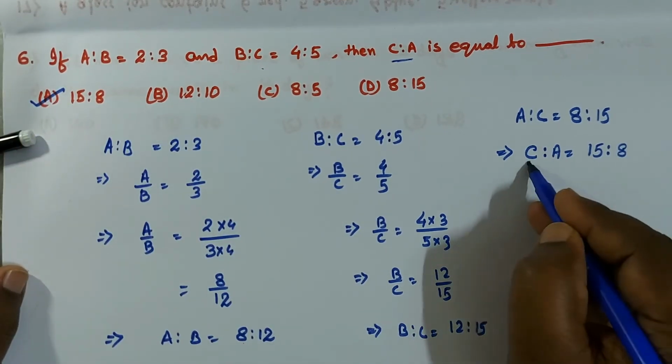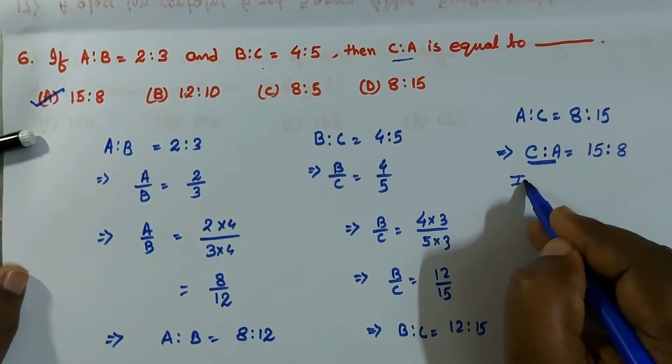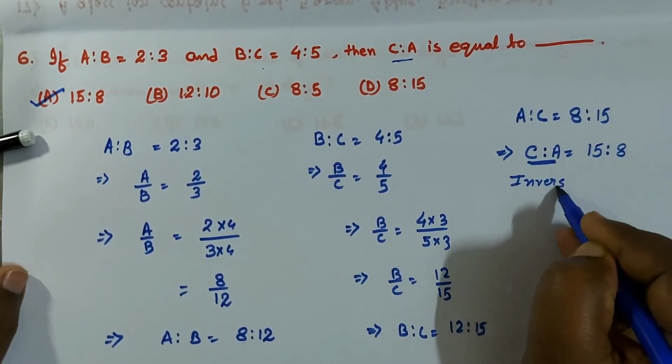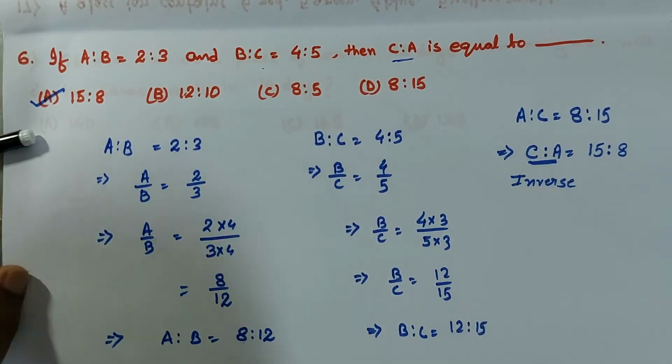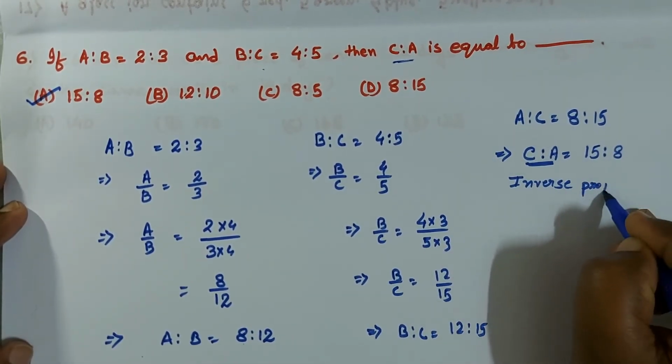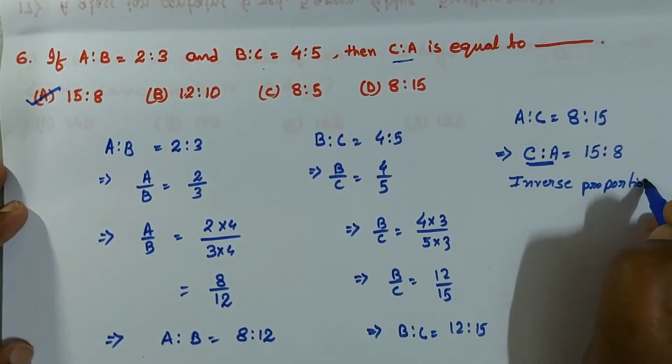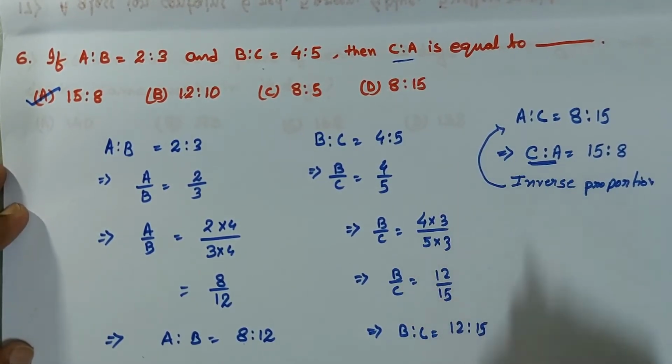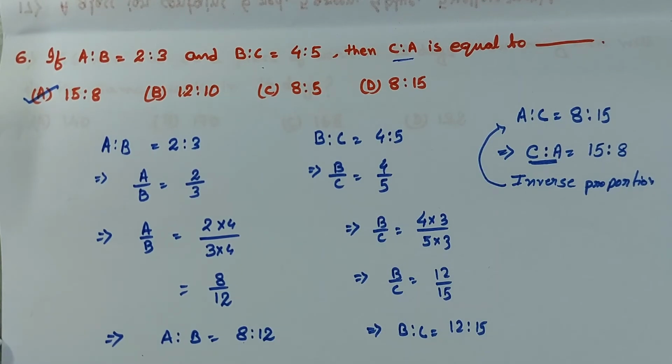Understood this? This one is the inverse proportion. C is to A is the inverse proportion of A is to C, or A is to C is the inverse proportion of C is to A.